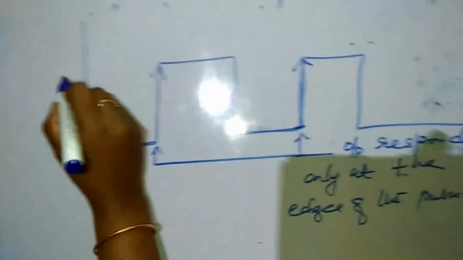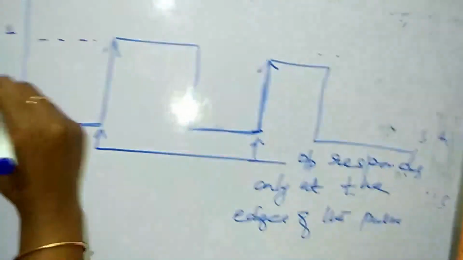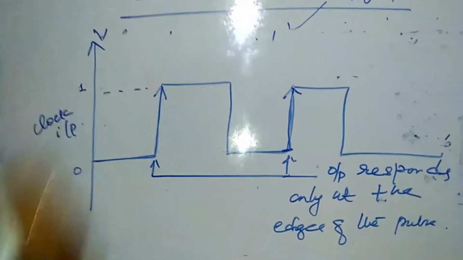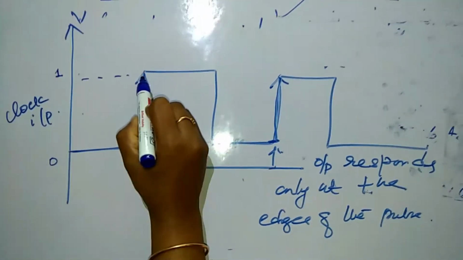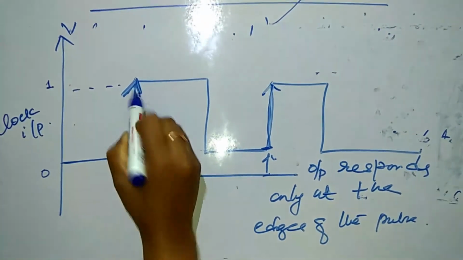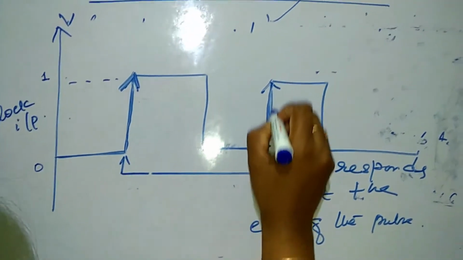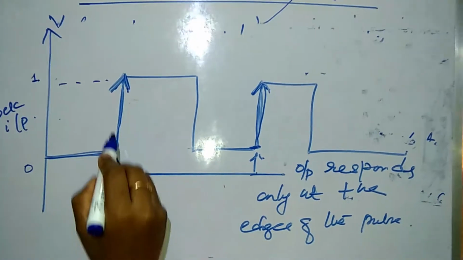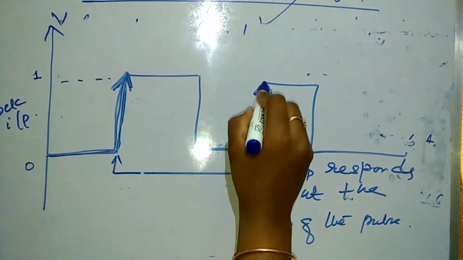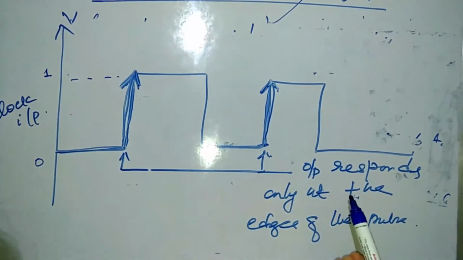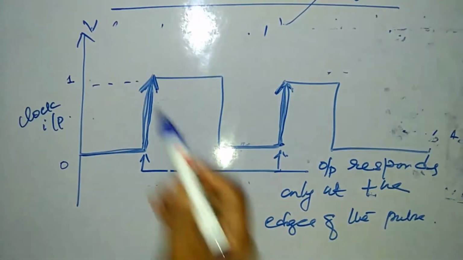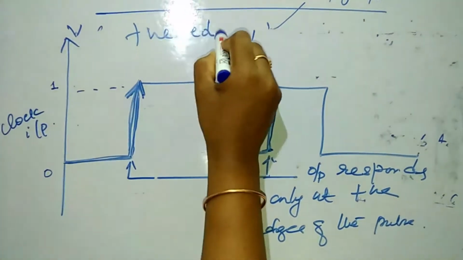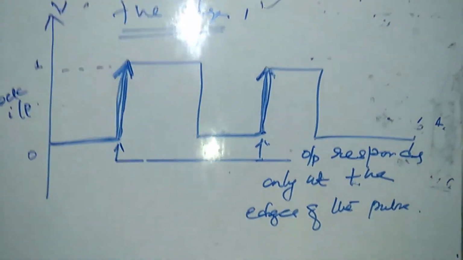Here you have a 0 and here you have a 1. Let me say this is my clock input, and let me say this is my V, right? You can very well see that this is the rising edge, the positive edge of the clock. From 0 it goes to 1. Where you come across the positive edge of the pulse, your output responds, and that is called positive edge triggering. I think this is clear to you all, students, right?